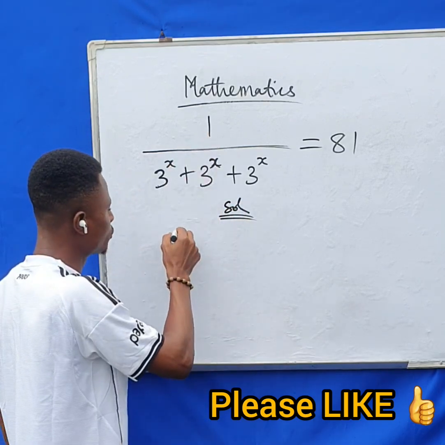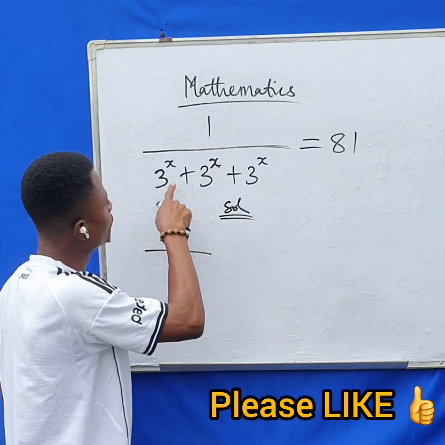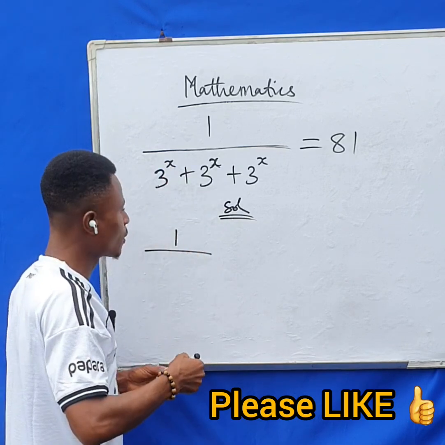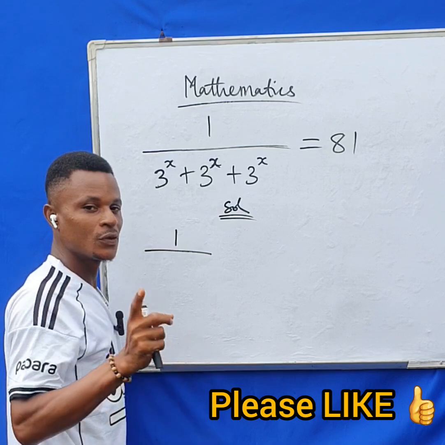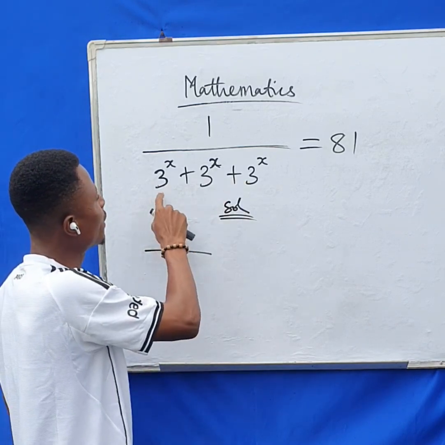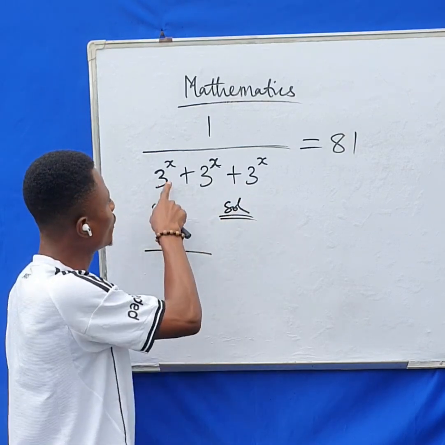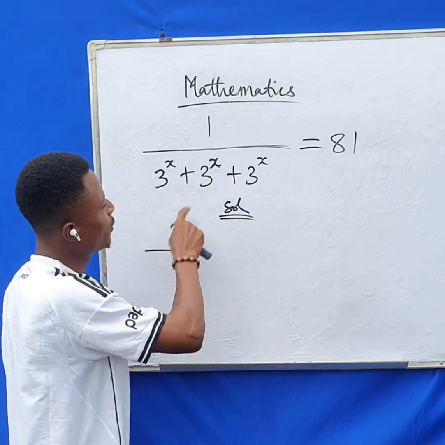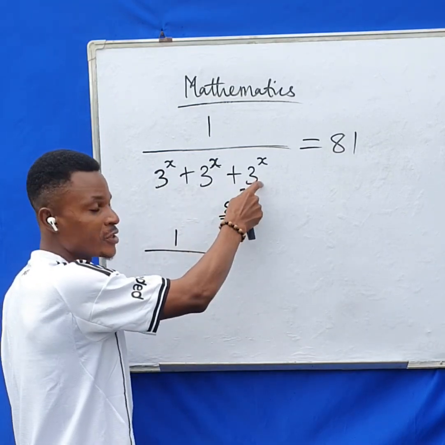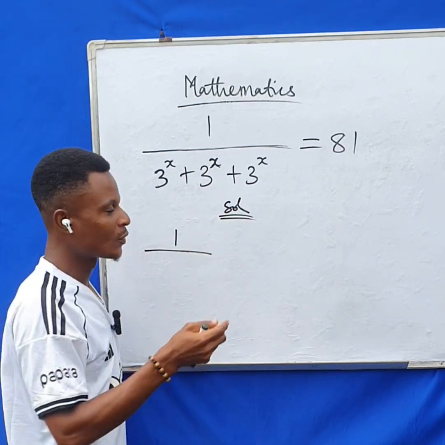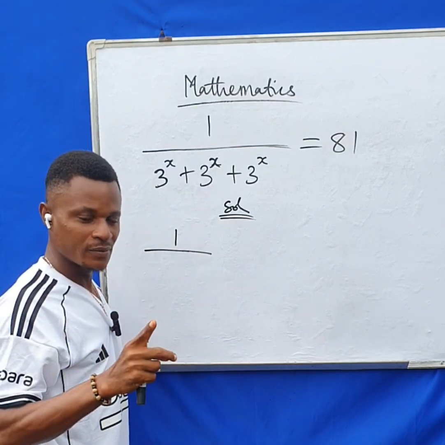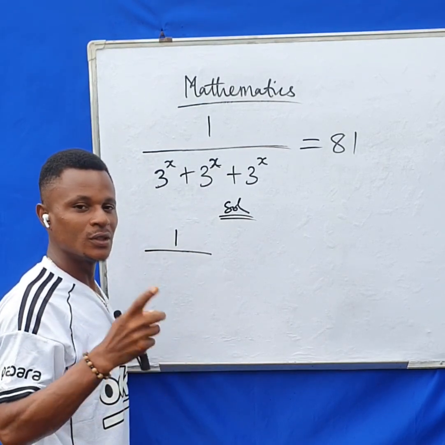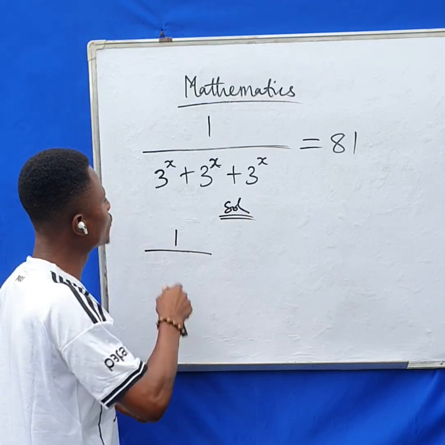Write down this one, which is 1, then over 3 raised to the power of x plus 3 raised to the power of x plus another 3 raised to the power of x. If you look at this, you notice that they are exactly the same. We have 3 raised to the power of x here, 3 raised to the power of x here, and another 3 raised to the power of x. They're exactly the same, and they are being added.